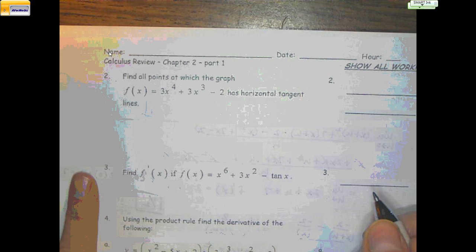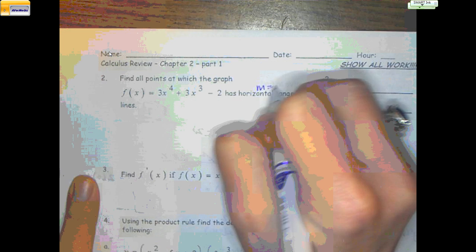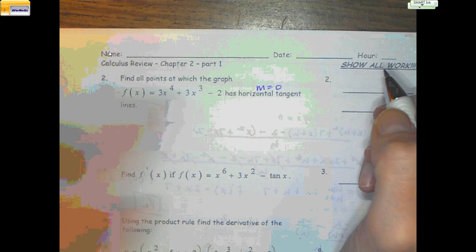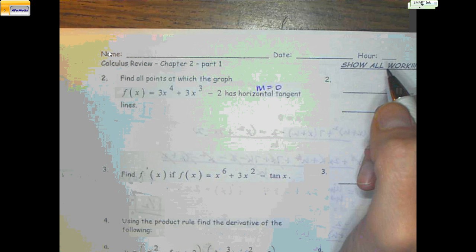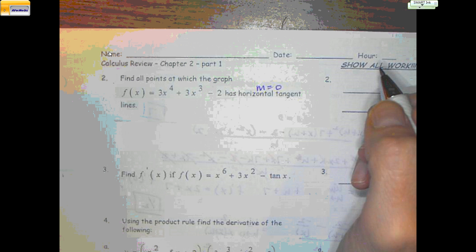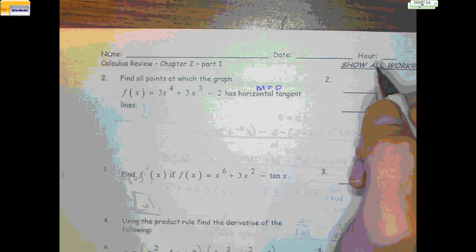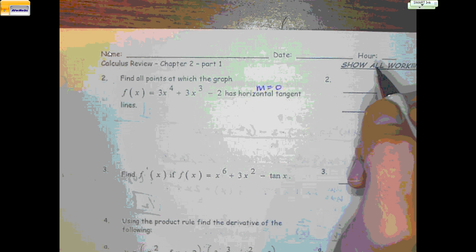Find all points at which the graph of that function has horizontal tangent lines. Horizontal, what's that slope? 0. Problem is on a recent quiz, you guys were given a function and you're supposed to find where the slope was maybe a 1 or a -1. And some of you guys still set it equal to 0. You only set it equal to 0 if they tell you to. Horizontal tangent lines, that's where the slope is 0. If they give you another number, plug in the other number.